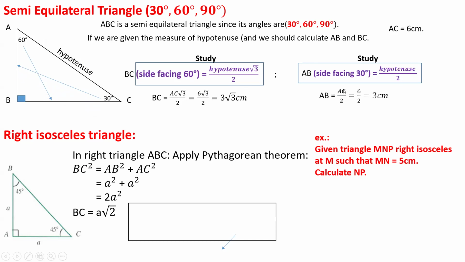Then AB equals AC over 2. 6 over 2 is equal to 3 centimeters. Please memorize these two rules. These are very important. We always apply them in a semi-equilateral triangle.